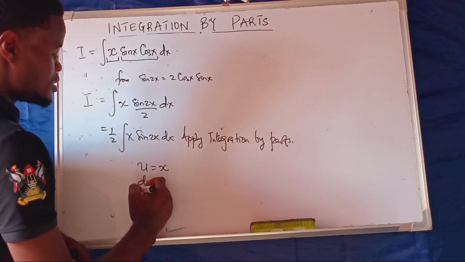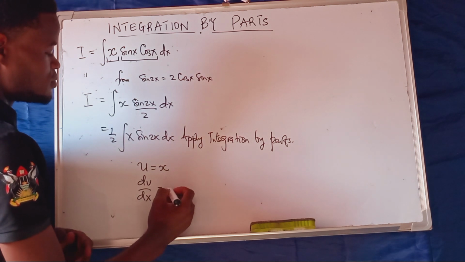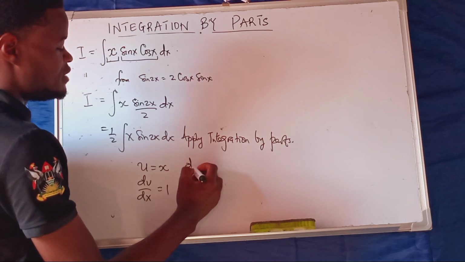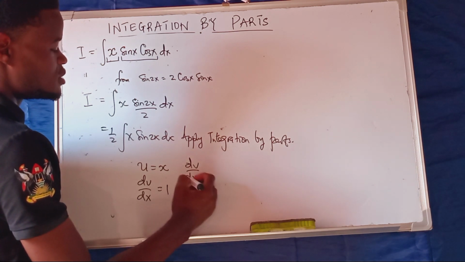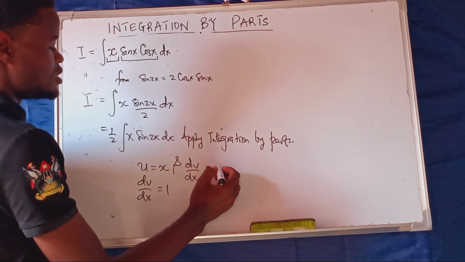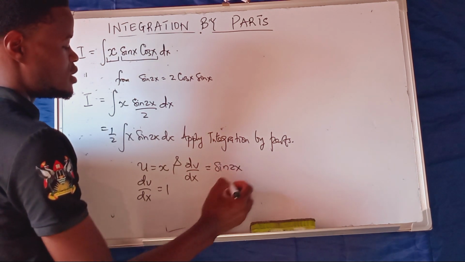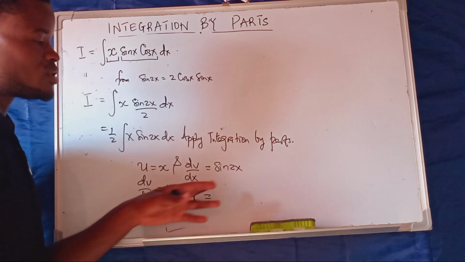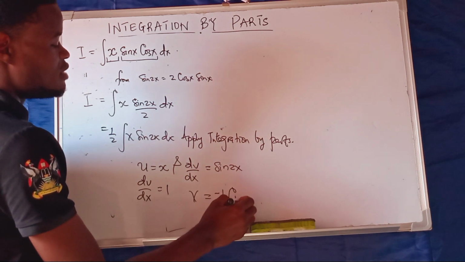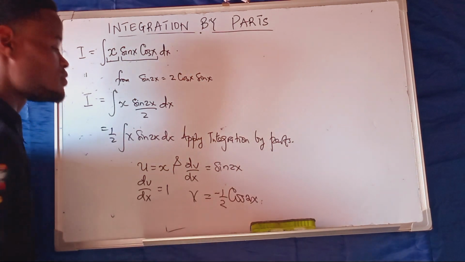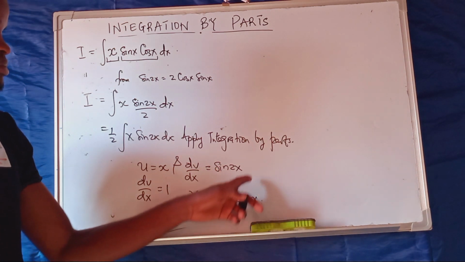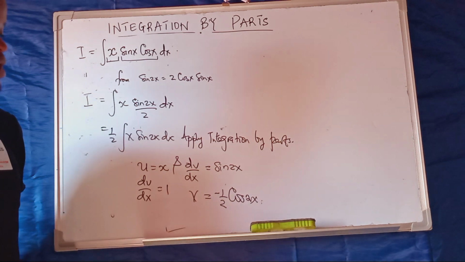So du dx is equal to 1. Then my dv dx is sine of 2x, such that my v is equal to the integral of this. We know the integral of this is minus a half cos 2x. Hope we all know that if we integrate sine x, we get a negative cos x. Remember, this is a double angle, so we shall get that.